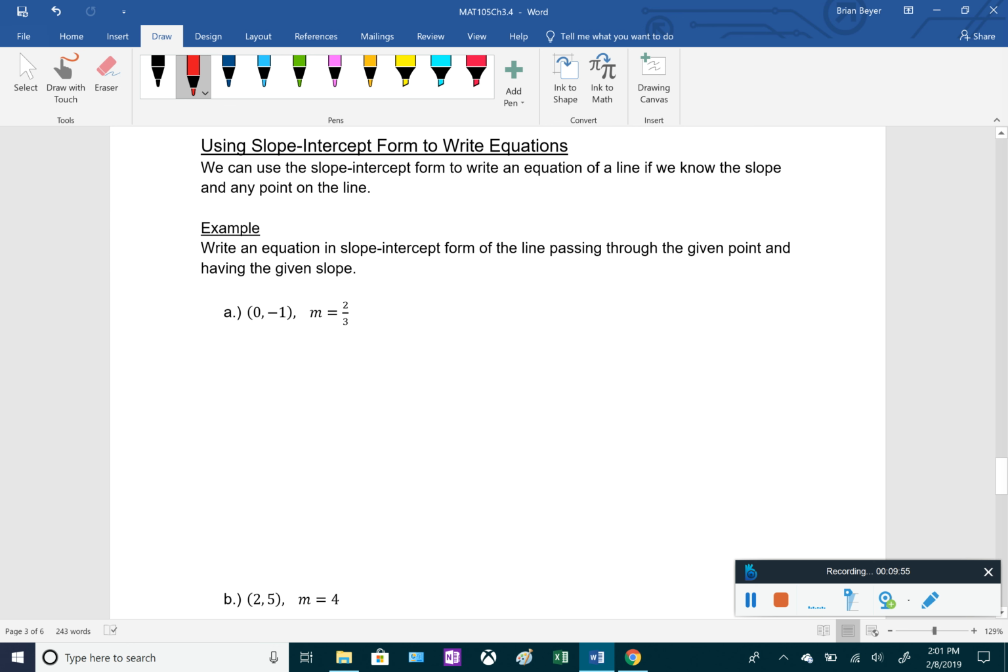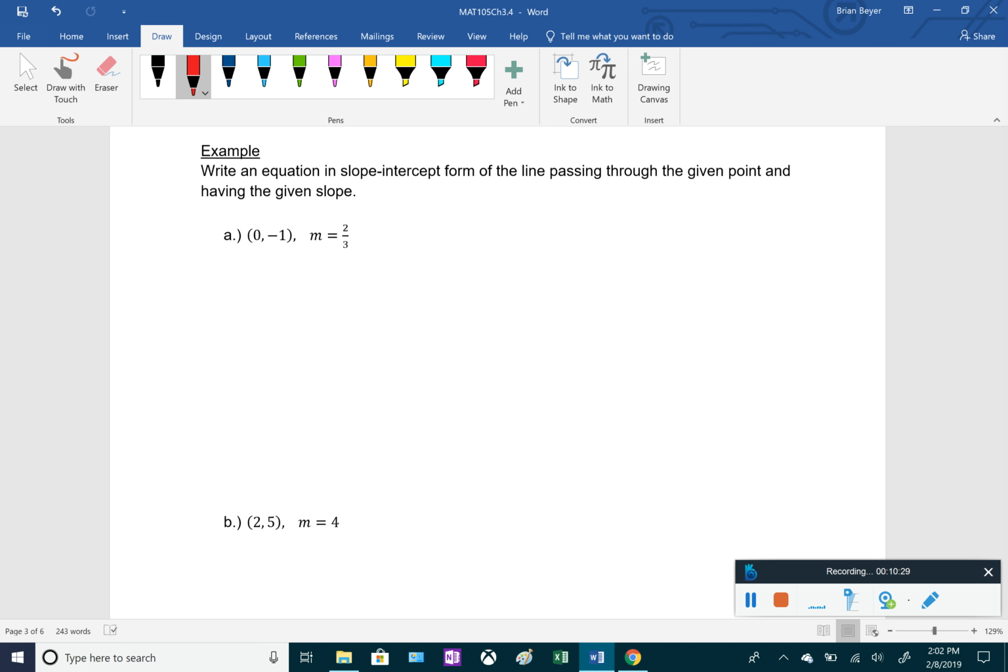Okay, so hopefully that wasn't too bad. For the next thing, we're going to be creating the equation this time. We're going to use the slope-intercept form to help us actually write these equations. If we're given the slope and any point on the line, and technically there's an infinite number of xy coordinates that will be on the line, if we're given one of them, we can write this in slope-intercept form.